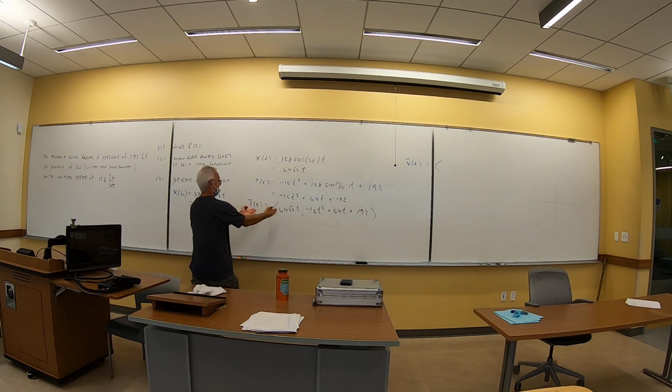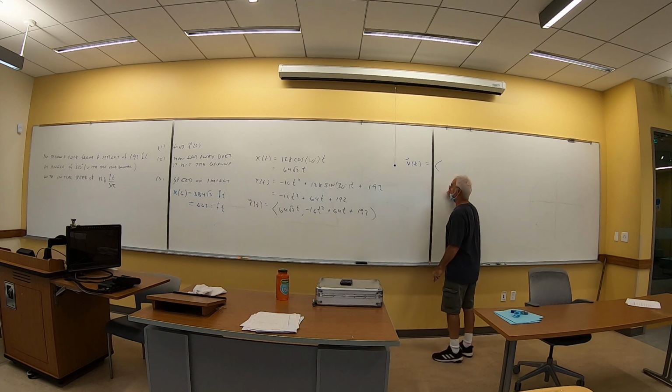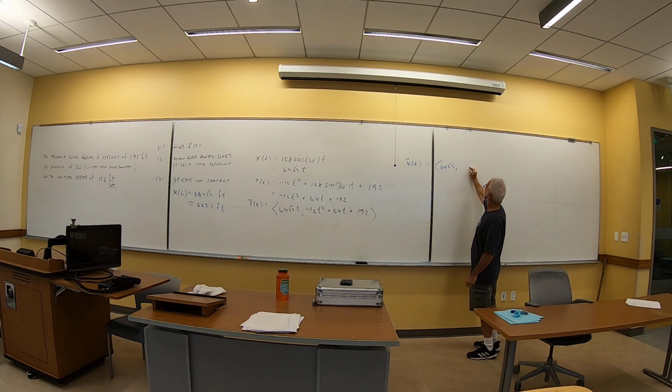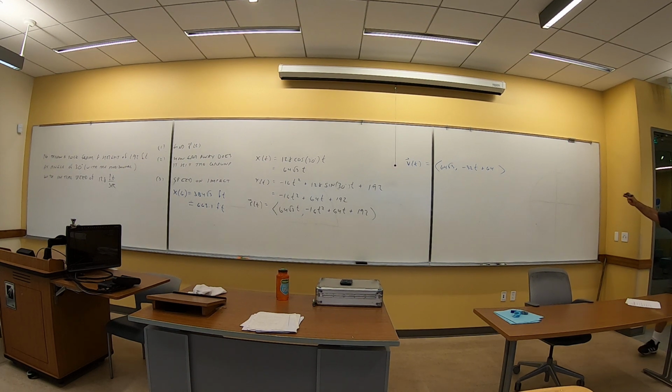So there it is. I want to take the derivative of this vector. So v of t is 64 root 3 plus 64. Now, do you notice something about my velocity vector? The x component is a constant. Isn't that what we just said a moment ago? Oh, yeah. Horizontal motion has to be constant speed.